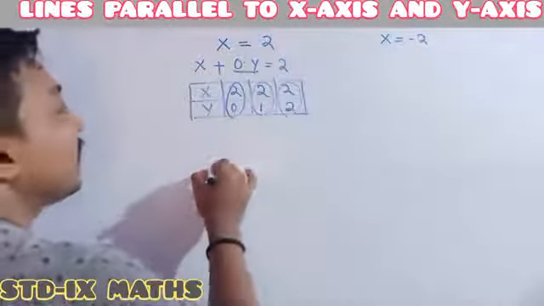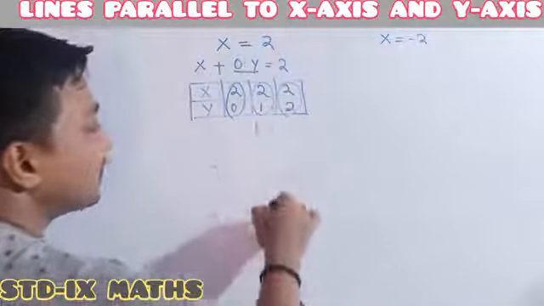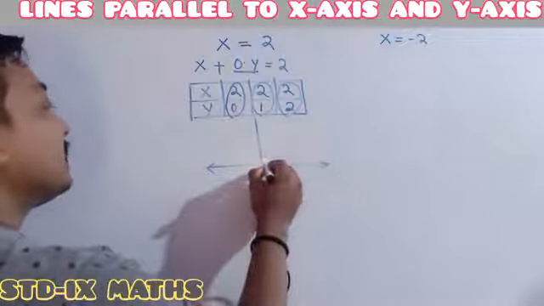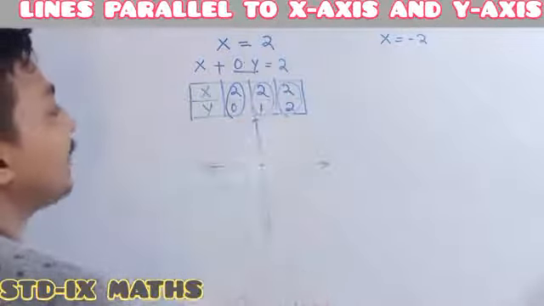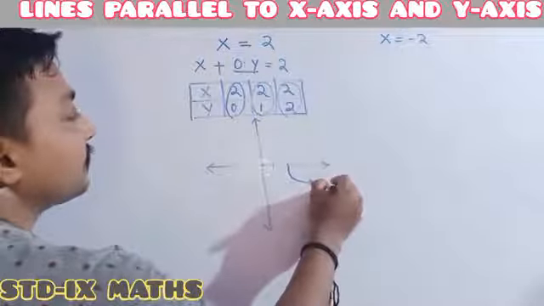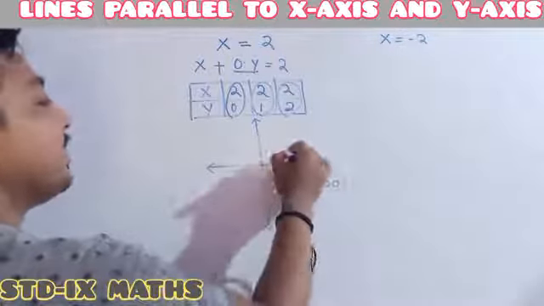See, whenever I draw the graphical representation, just see. Here it is 0, 0, 2, 0. Where is 2, 0? 2, 0 is here, 1, 0. This one is 2, 0. 2, 1 is here.